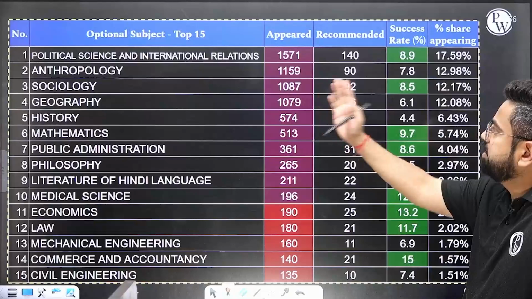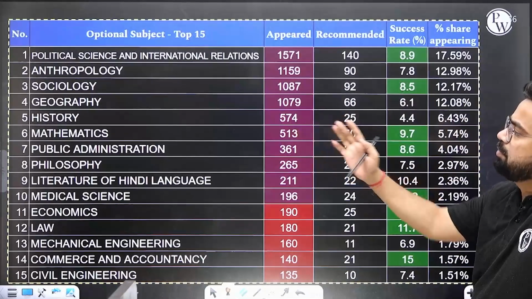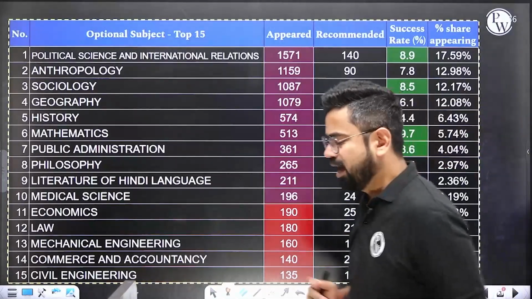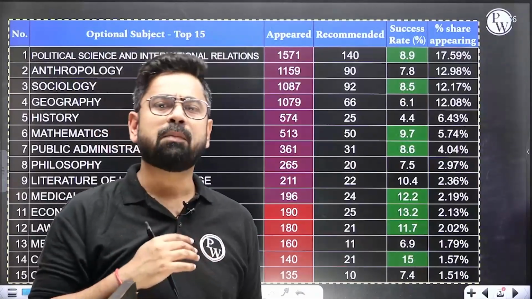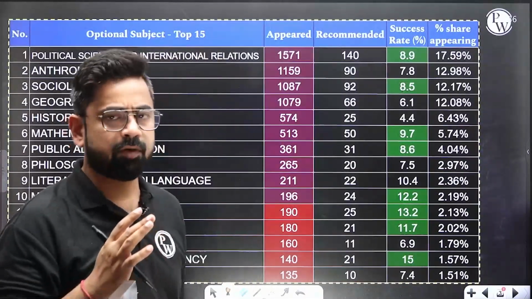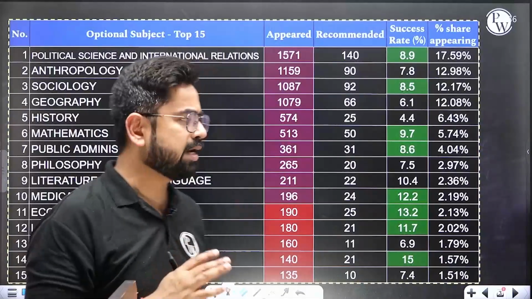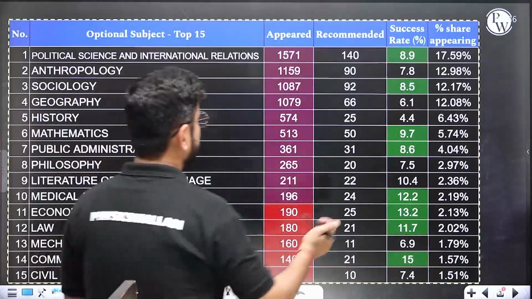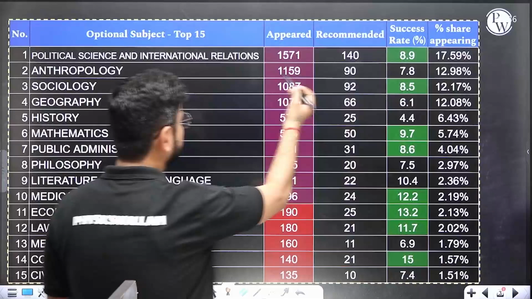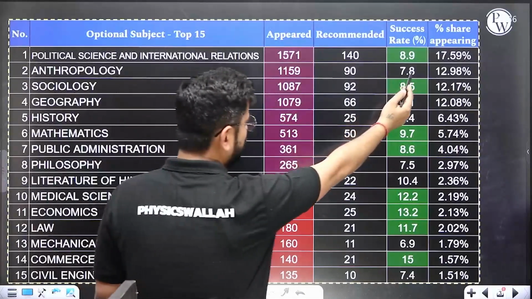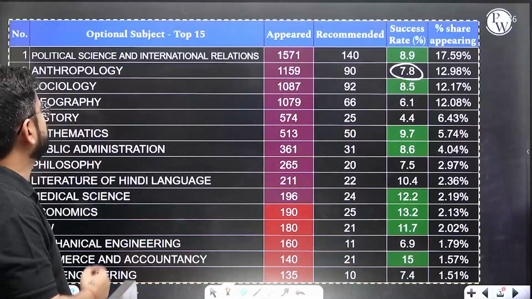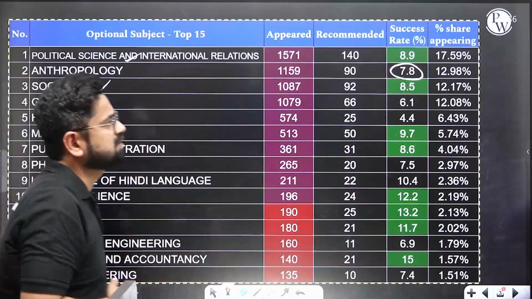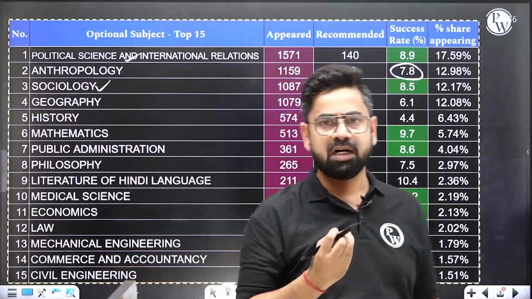And if you see their success rate, the best optional might not have a great success rate. As per the data, the best success rate will be something above 8%. If it is above 8%, I'll consider it good, comparatively. So now you see, anthro, though a lot of people are taking anthro optional, is only 7.8% over here.